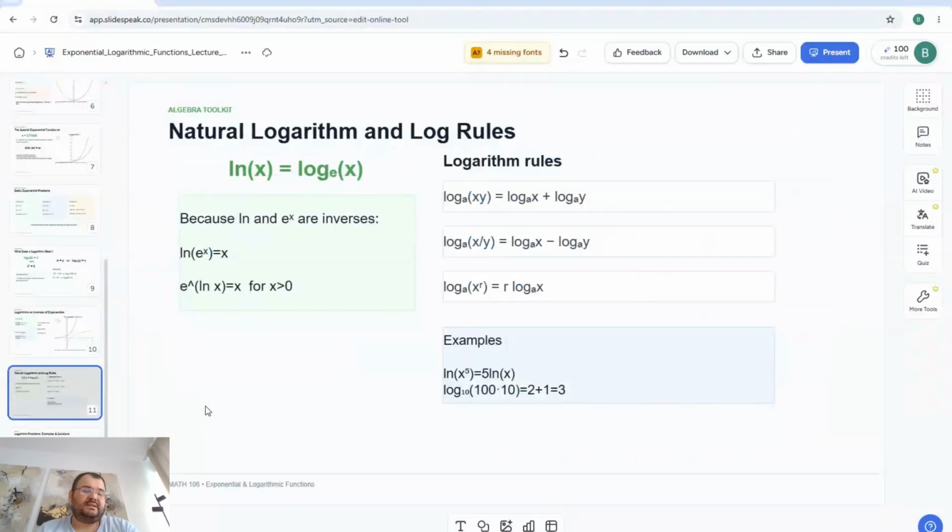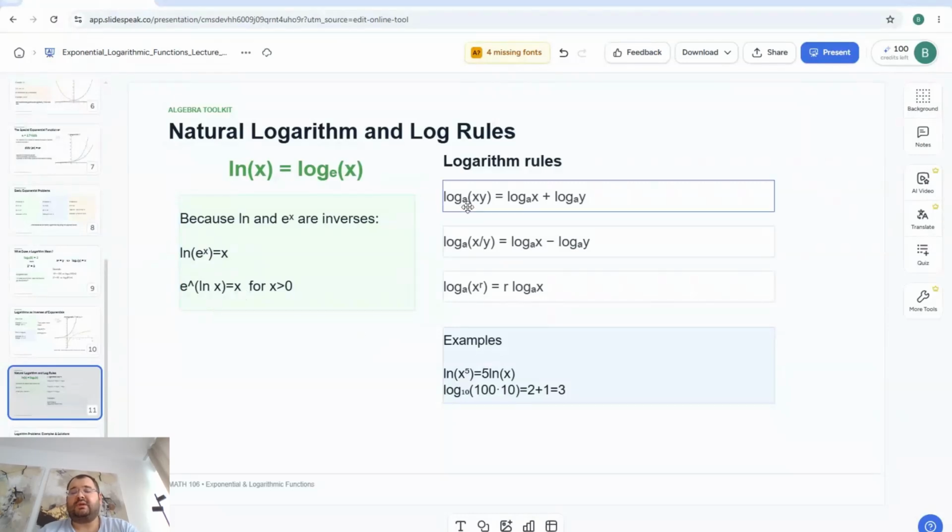So you have ln x, the logarithm base e of x. It is just a simpler form of saying logarithm base e of x. So we have logarithm rules here. Ln x and e to the x are inverse of each other. So when you compose them, they will cancel each other out, and you will end up with x in both cases.